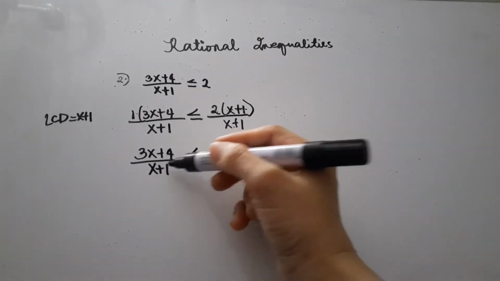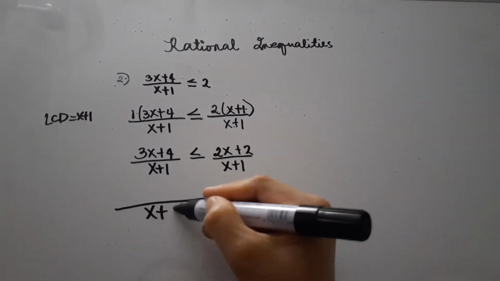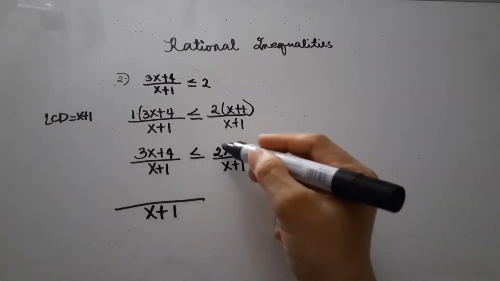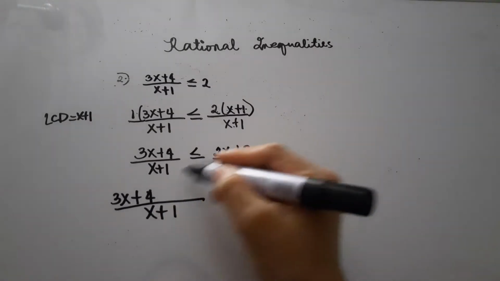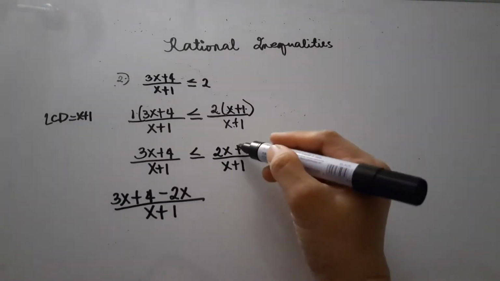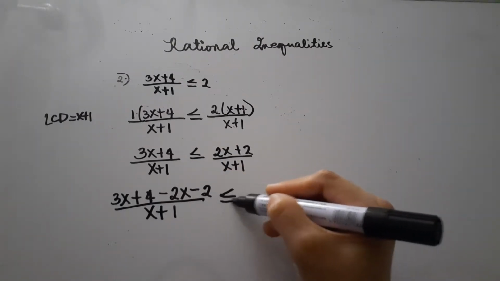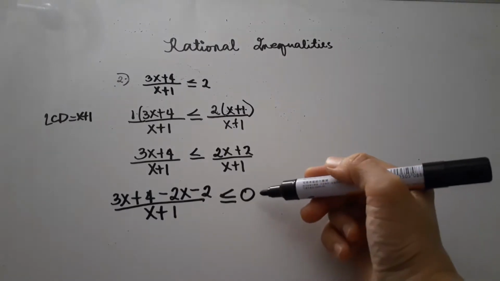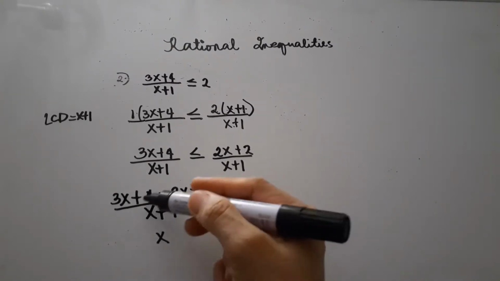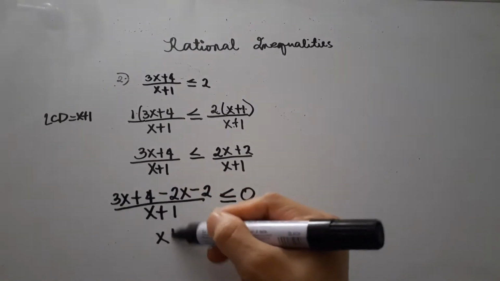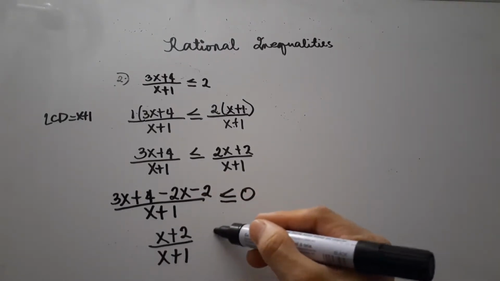And then we transpose each side, this one. We equate to 0. Then we copy the least common denominator and we combine together. We inverse, we have negative 2x, then negative 2. So we have less than or equal to 0. And then 3x minus 2x is x + 2, since 4 minus 2 is 2.